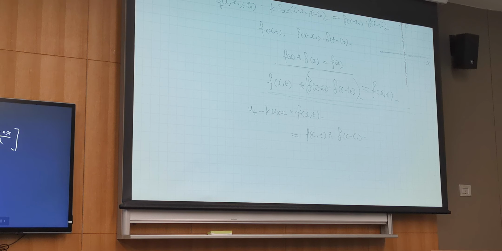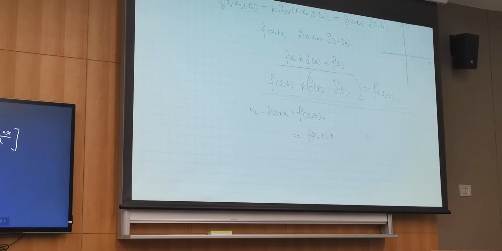Sorry, this is actually my bad. This is wrong. This is actually delta x multiplied by delta t. My bad. So f(x,t) can be written into the convolution between f(x,t) and delta x multiplied by delta t.